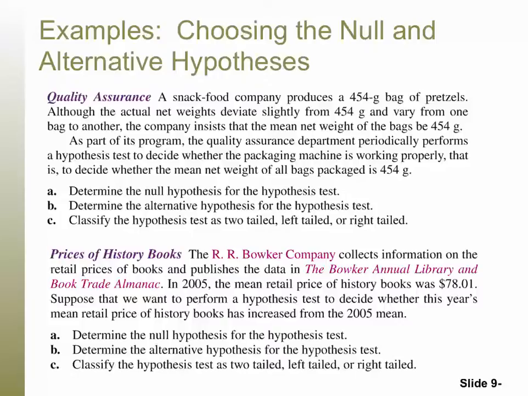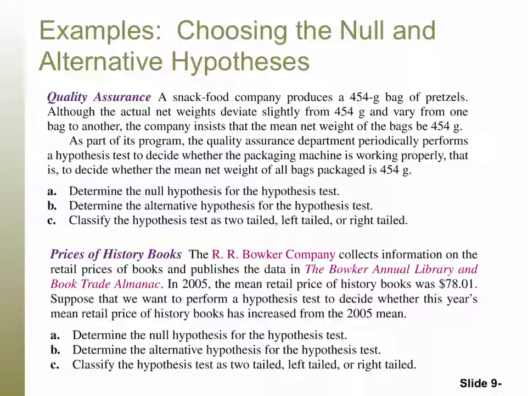Okay, so let's do some examples here. So here's that pretzel example. A snack food company produces pretzels, and they say 454 grams on their bag. Does that mean that every bag has exactly 454 grams of pretzels in it? No. Each bag is a sample, and there's going to be variation in the actual number of grams in each bag. If there's deviation, that raises the question: can they really claim it's 454 grams, or is it something different?